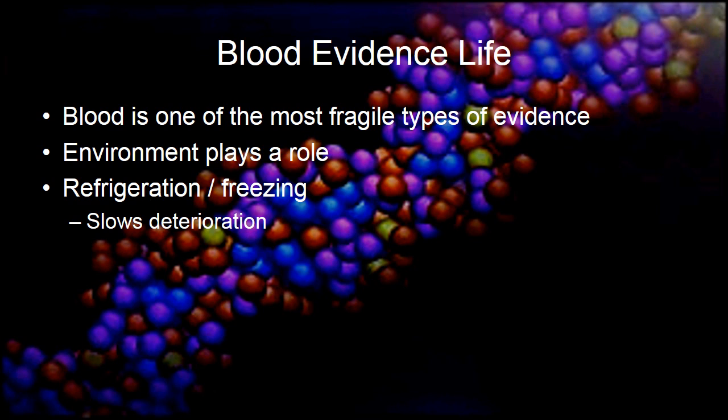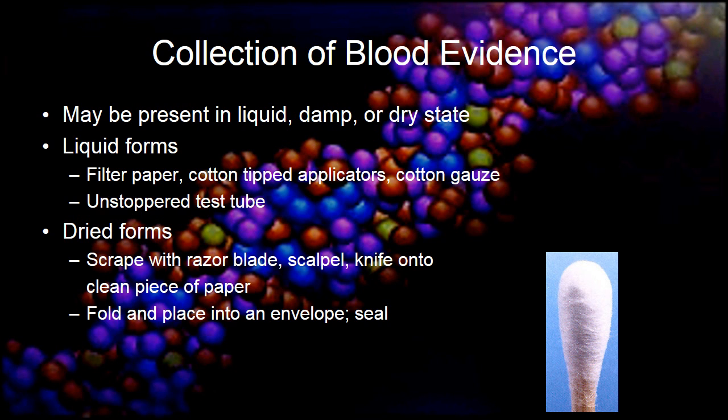The environment plays a big role, so blood is impacted by heat. That speeds deterioration. Now, on the opposite angle, refrigeration and freezing slow deterioration, and that is important to remember. When we collect blood samples from individuals, for example, in a driving while intoxicated case or whatever we need it for, we refrigerate it because that slows the deterioration process.